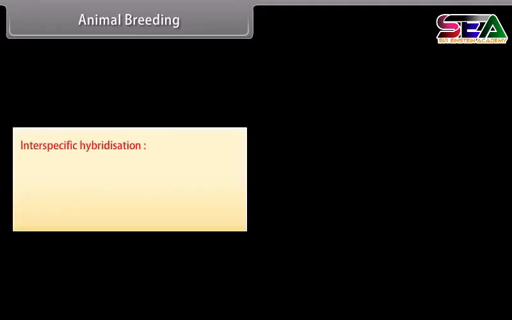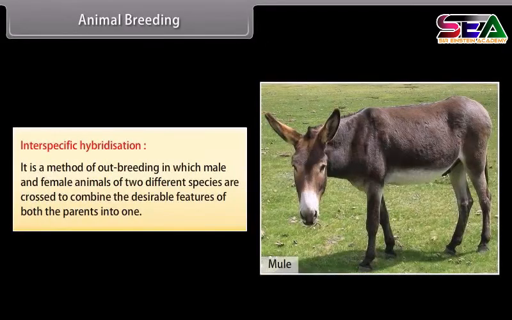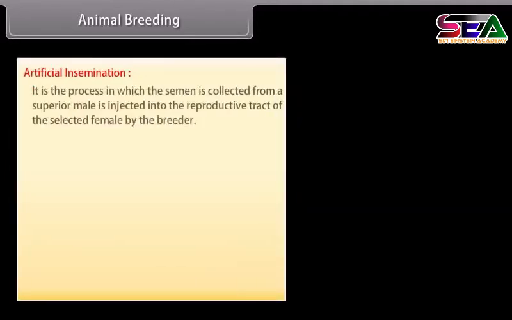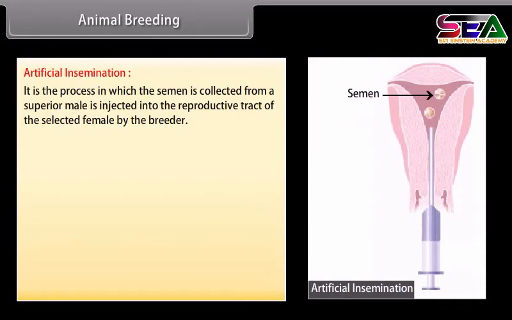Interspecific hybridization. It is a method of outbreeding in which male and female animals of two different species are crossed to combine the desirable features of both the parents into one. For example, mule is produced by a cross between a male donkey and female horse. Artificial insemination. It is the process in which the semen is collected from a superior male, is injected into the reproductive tract of the selected female by the breeder.